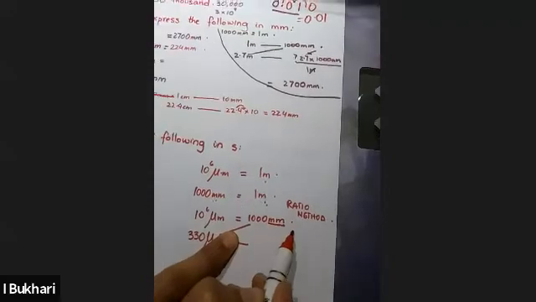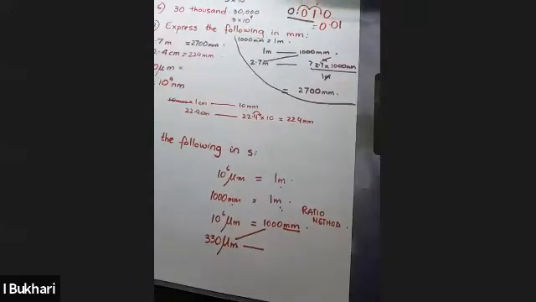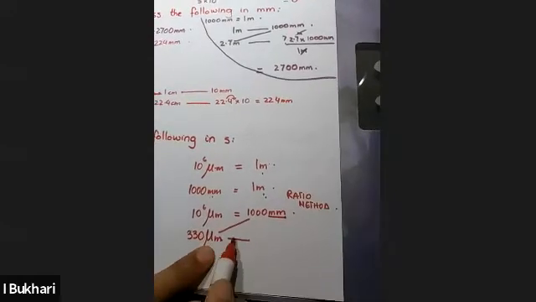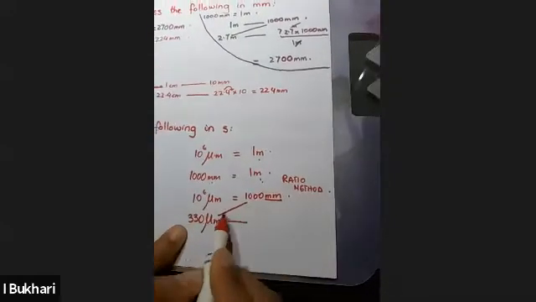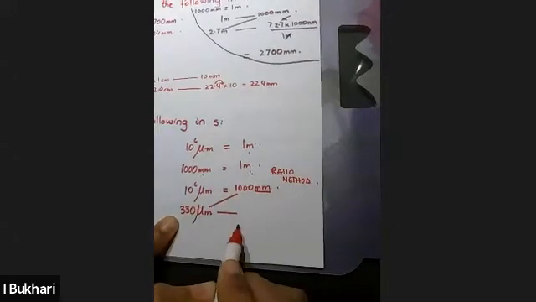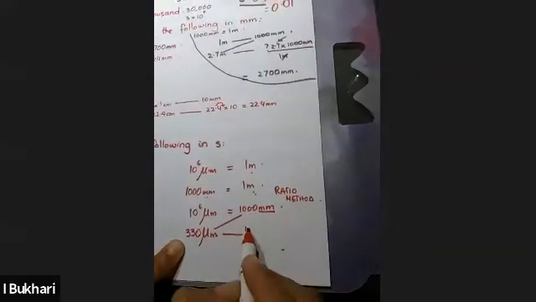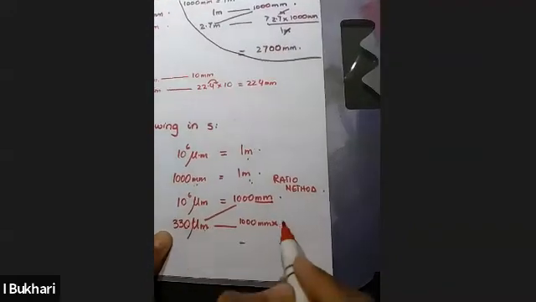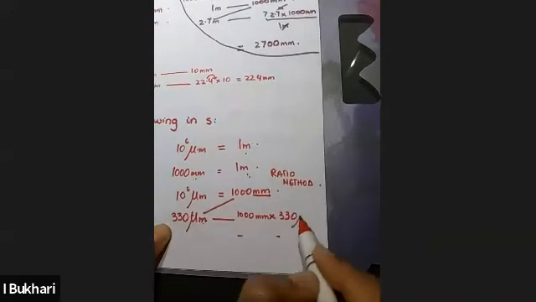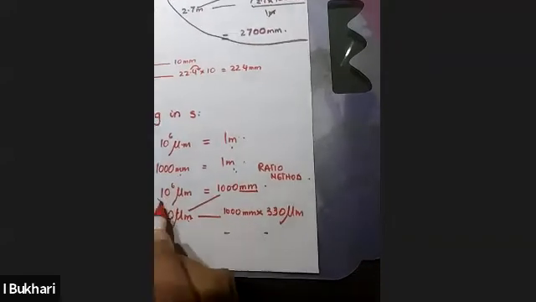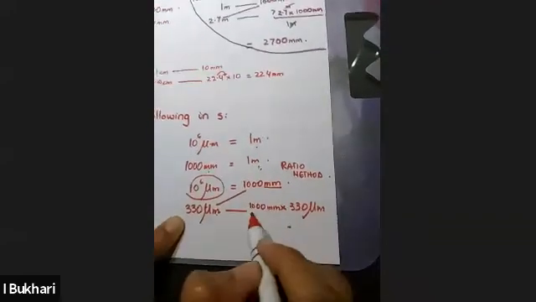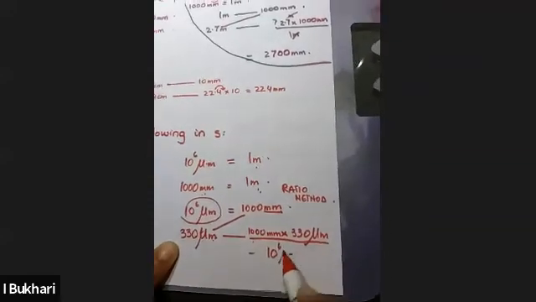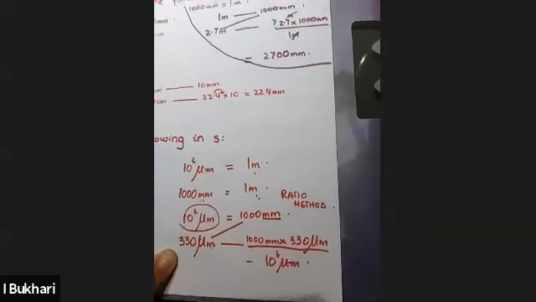Can I say that? Yes, I can. So for 330 micrometers, I cross multiply. The answer is the product of these two things multiplied together, and then you divide the whole thing by 10 to the power 6 micrometers.